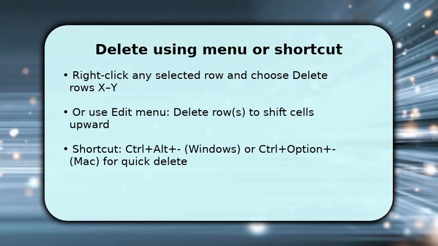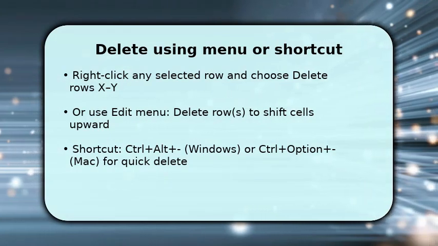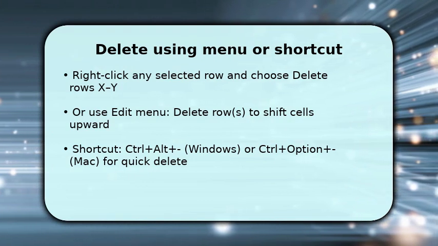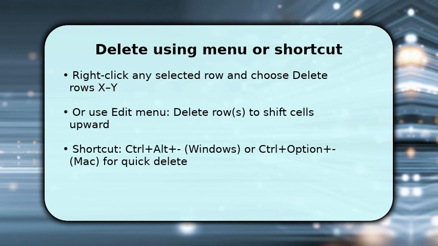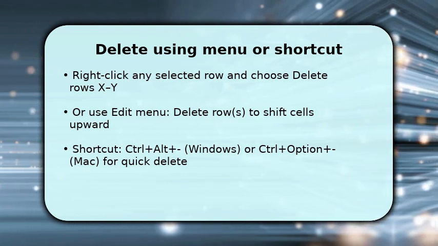Once rows are selected, you can delete via right-click or menu. Right-click any selected row and pick Delete Rows followed by the range shown. That immediately removes rows and shifts remaining rows up.